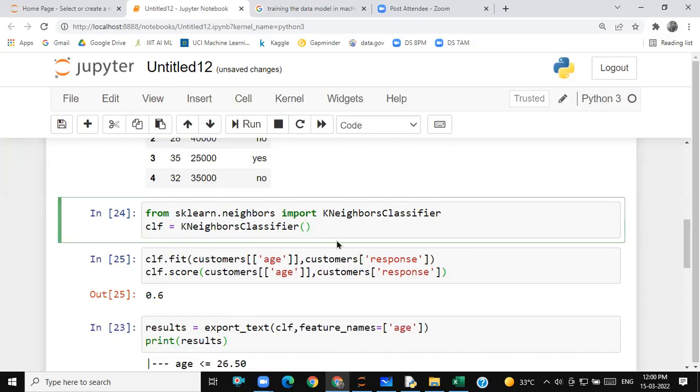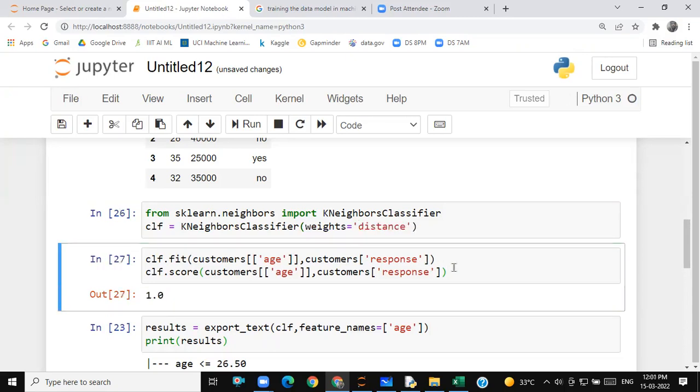There are some metrics, that means we have some techniques. Don't worry about them. By applying the various techniques, we'll try to improve the performance. Can you see now? Now I have got 100% accuracy, because this is due to the weights.